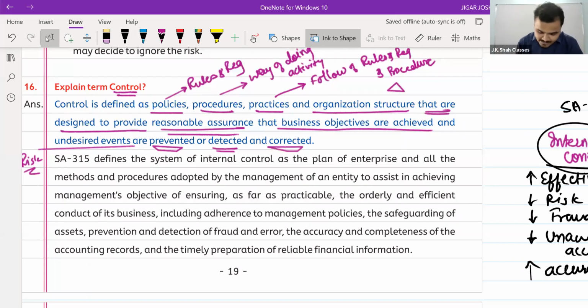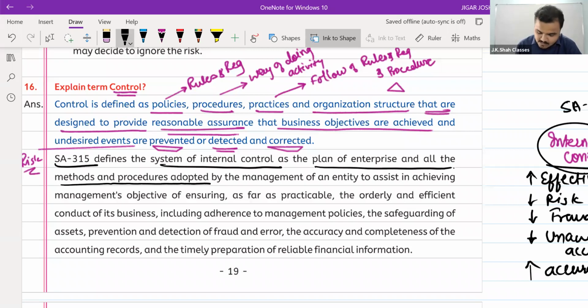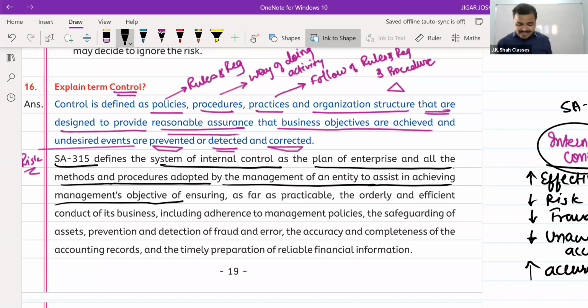Standards on Auditing 315 defines the system of internal control as the plan of the enterprise and all the methods and procedures adopted by the management of an entity to assist in achieving the management objectives. So we are making such a plan by which the organization and entity will achieve its objectives, and management will also be able to achieve their objectives, as far as practicable, in the orderly and efficient conduct of business.